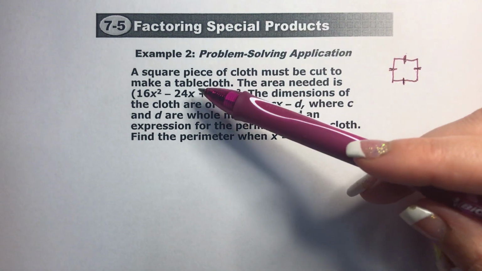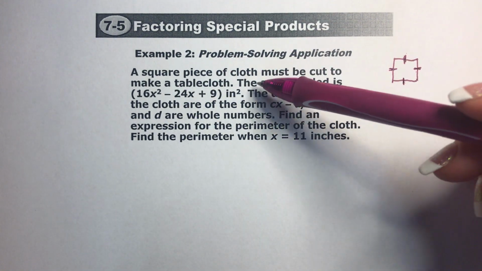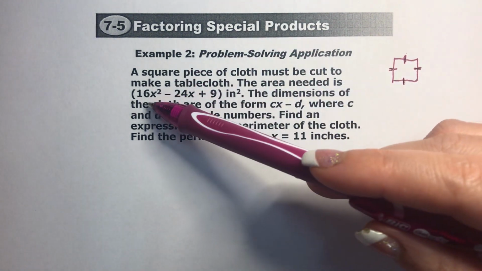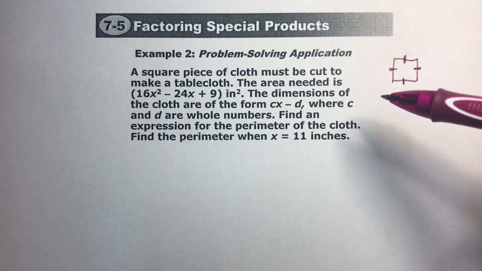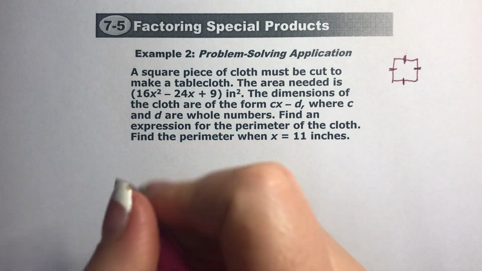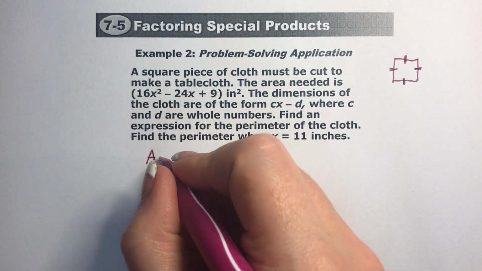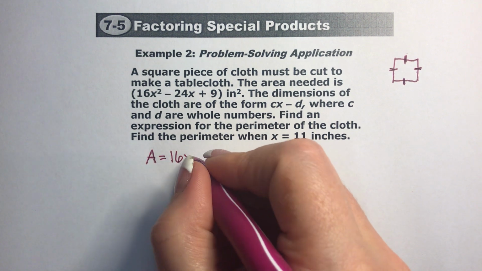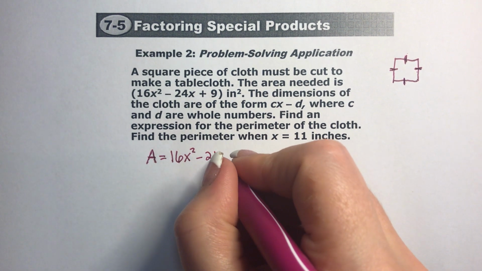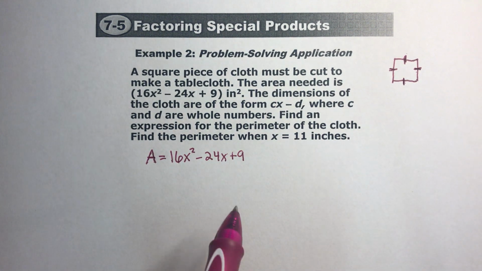Okay, so a square piece of cloth must be cut to make a tablecloth. The area needed is 16x squared minus 24x plus 9 inches squared. Okay, so that's the area. I'm going to write that down. The area is equal to 16x squared minus 24x plus 9, right?